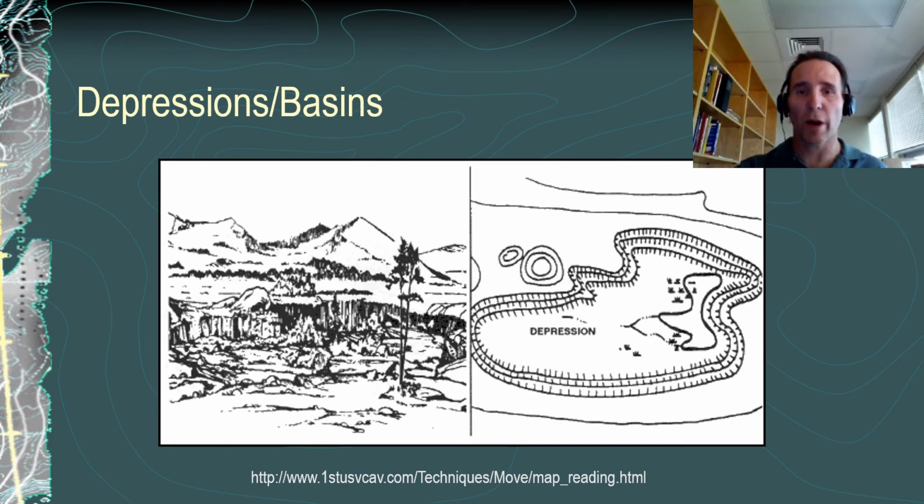Depressions or basins are areas that are below the average level of the landscape. These are locations where water tends to collect from rainfall or stream flow. In the maps that we will use, color will provide us an aid to determining relative elevation. Darker colors are associated with higher altitudes.